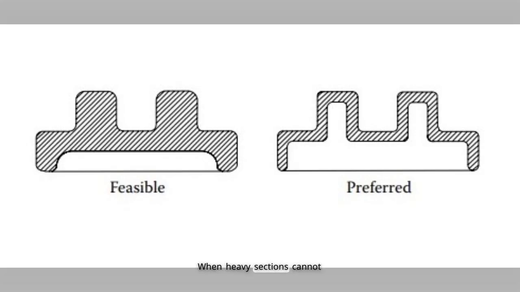Design for uniform wall thickness. When heavy sections cannot be avoided, then risers or other costly foundry remedies must often be used. A far preferable approach is to avoid heavy sections by designing the casting to have a uniform wall thickness, as shown in this figure.